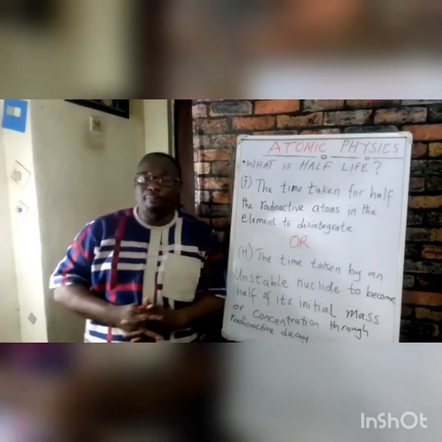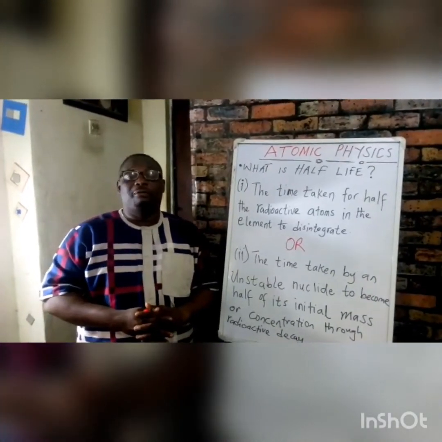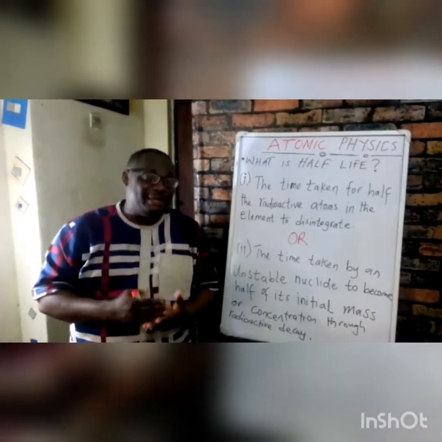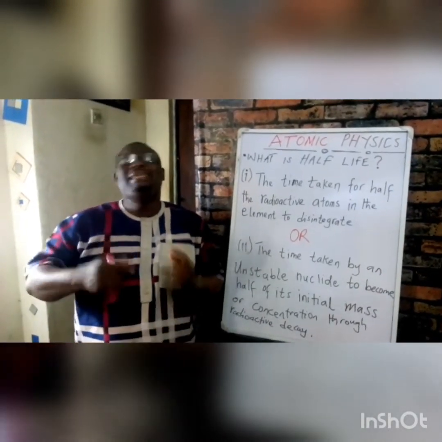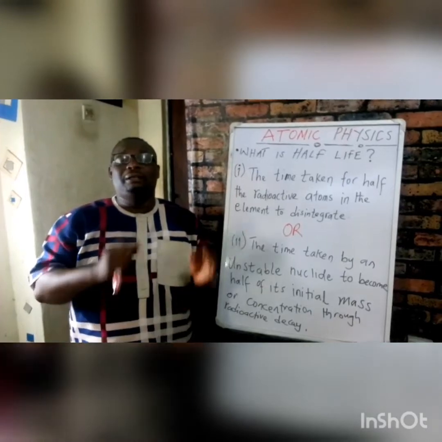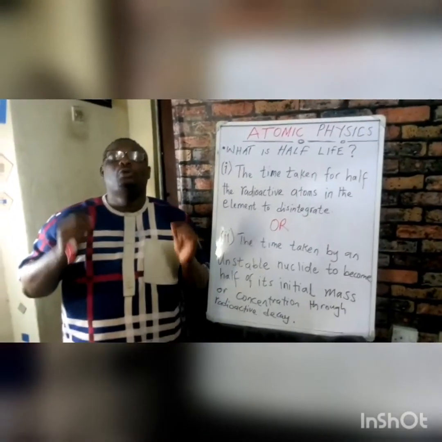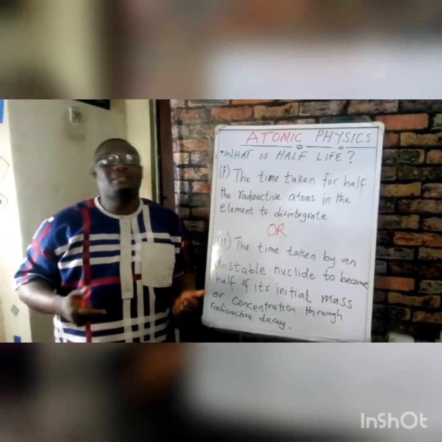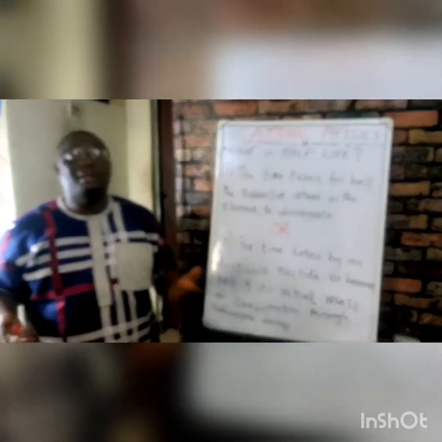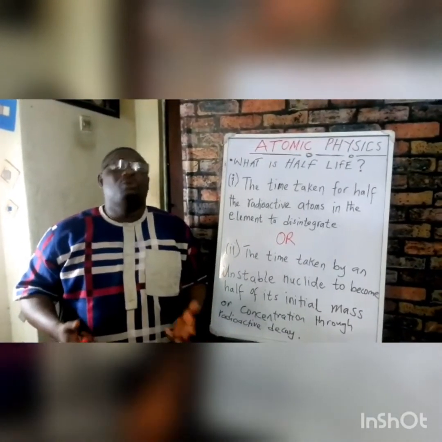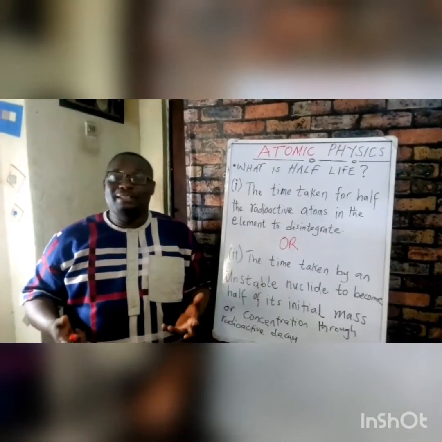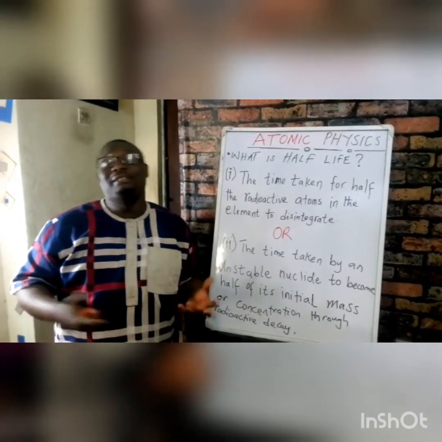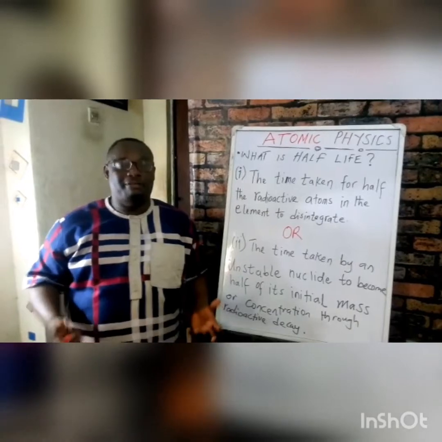As you can see on the board, the half-life of a radioactive or unstable nuclide just has to do with the time it takes for half the initial amount of the radioactive nuclide to disintegrate. Some other persons will put it conversely. They will say this is the time it takes for half the original or initial amount to remain. So whichever way you look at it, the half-life is just the time it takes for half of the unstable nuclide to disintegrate. Basically, that's half-life. Thank you.